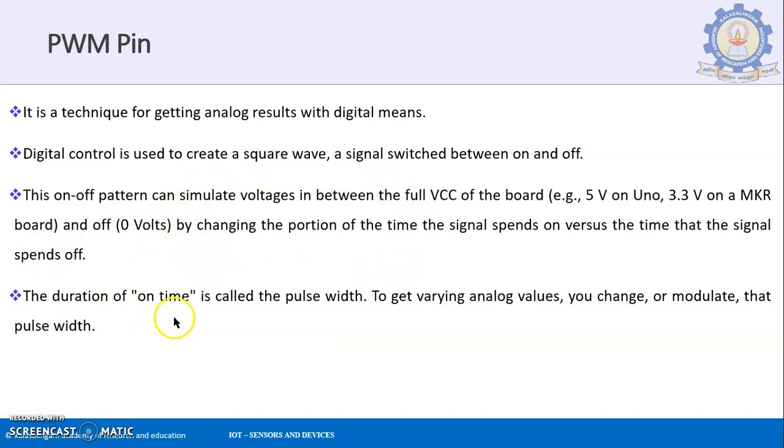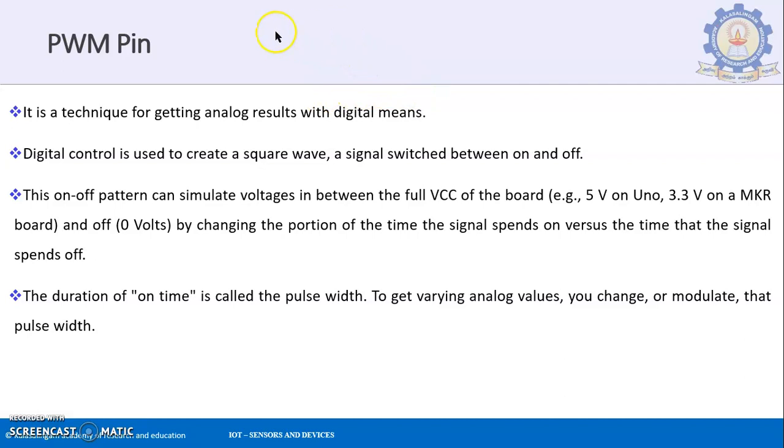The duration of the on time is called the pulse width. Please remember, the duration of the on time is called the pulse width. To get varying analog values, you change or modulate that pulse width, thus giving the name pulse width modulation. So please remember, you have a pulse here. We call that the pulse.